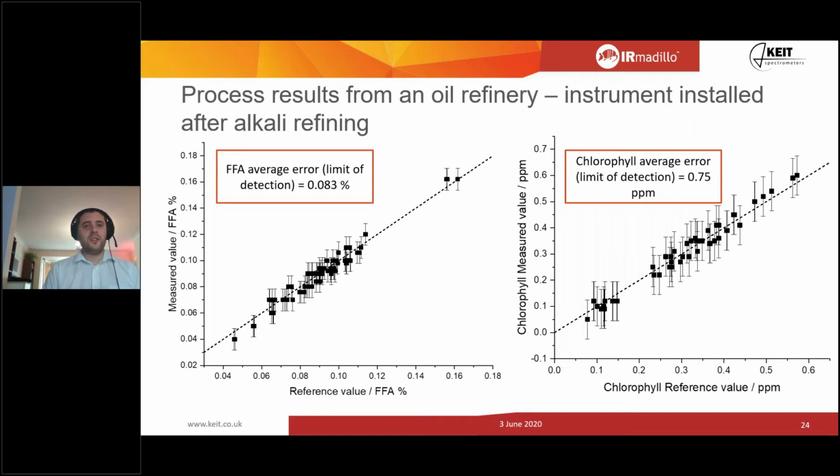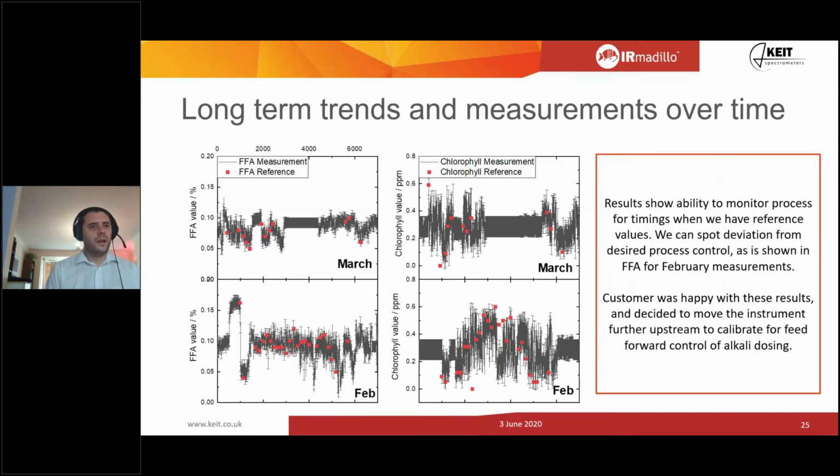We then ran this calibration in real time and looked at, it was something like 4 weeks worth of data, which is what I've got here. So the instrument was installed halfway through February and left online until halfway through March. And for the FFA measurements, we can basically see they were trying to hit a 0.1% specification, and the vast majority of time we're within that. But not long after installing the instrument, they drifted outside of specification.